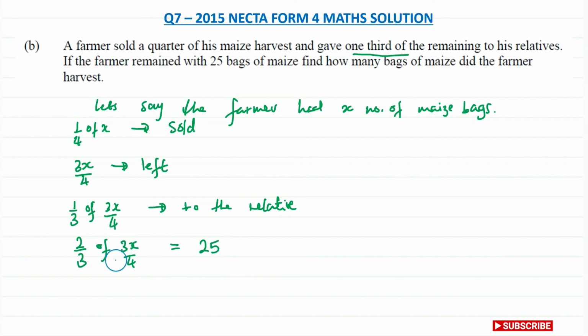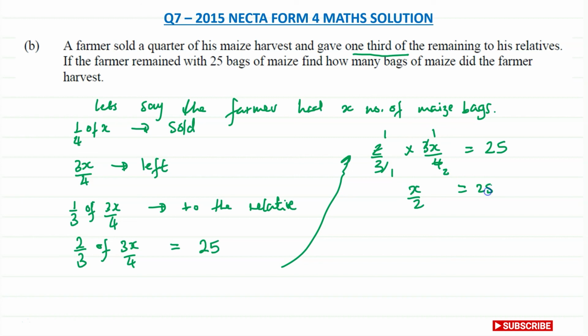Okay, with "of", what do we do? We multiply. So I'm just going to bring it over here. 2/3 times 3x over 4 is equal to 25. We can simplify this: the 2 cancels with the 4, and the 3 cancels with the 3. So we have x over 2 is equal to 5. Therefore, x is equal to 50 bags. Okay, so this is the answer for part B.